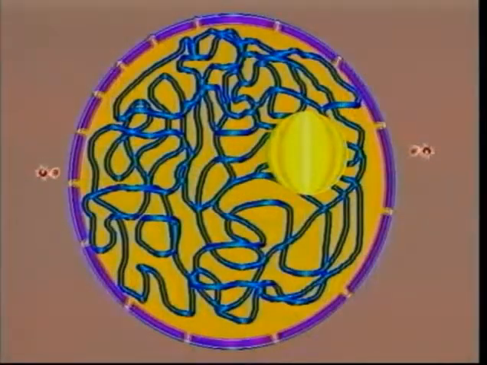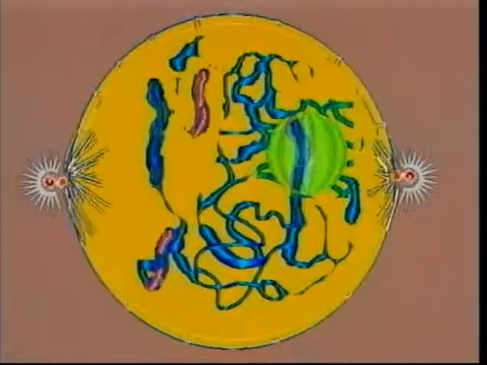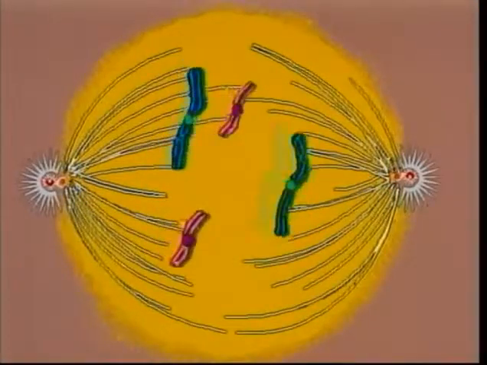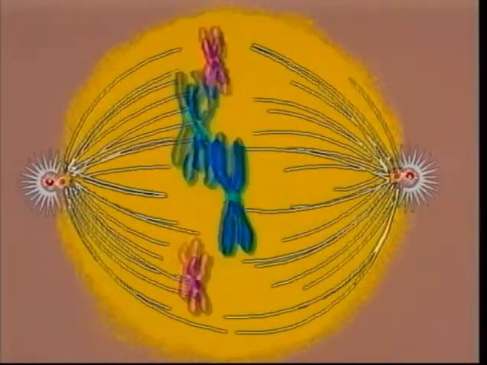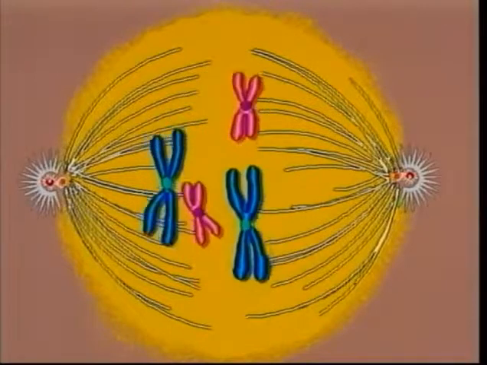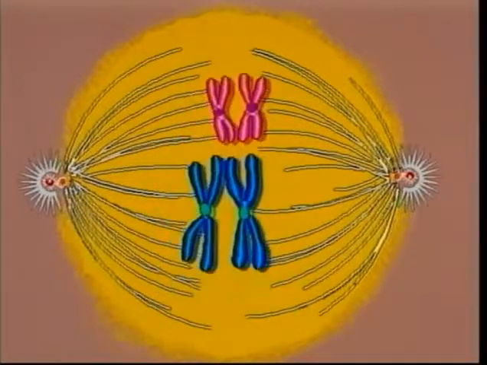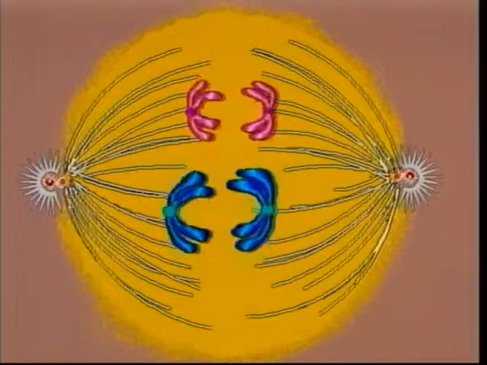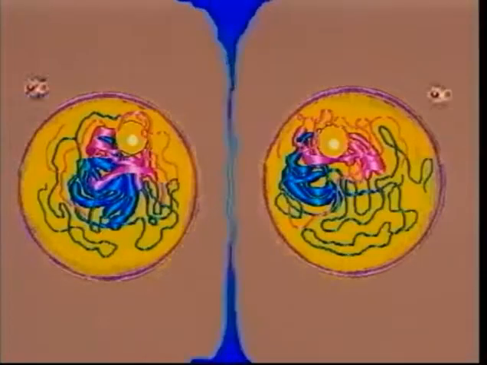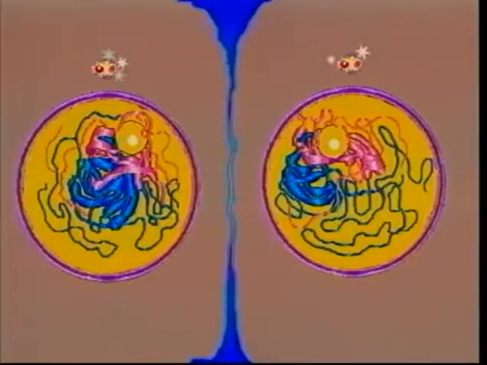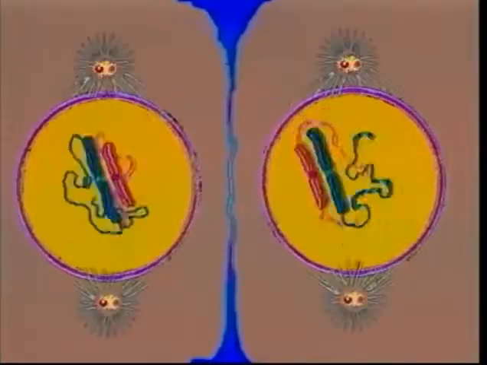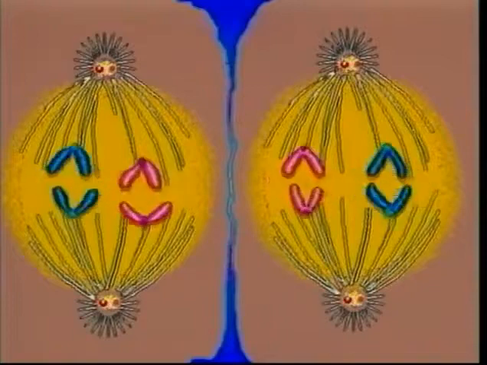Now let us look at meiosis from beginning to end without stopping. As the germ cell enters the first prophase, the first metaphase, the first anaphase, the first telophase, and the first cytokinesis. Then the new cells enter the second prophase, the second metaphase, the second anaphase, the second telophase, the second cytokinesis.